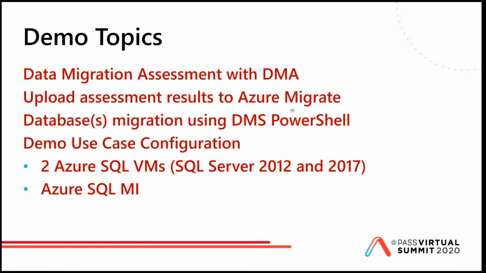So in the demo, these are some of the things we will cover. The DMA assessment, how to upload those DMA outputs into Azure Migrate. And finally, using a PowerShell script, we will migrate a few databases deployed across 2 SQL VMs to SQL MI. So in our demo, we have SQL Server 2012 and 2017, and a total of 5 databases we're going to migrate from these 2 servers to the SQL MI instance.